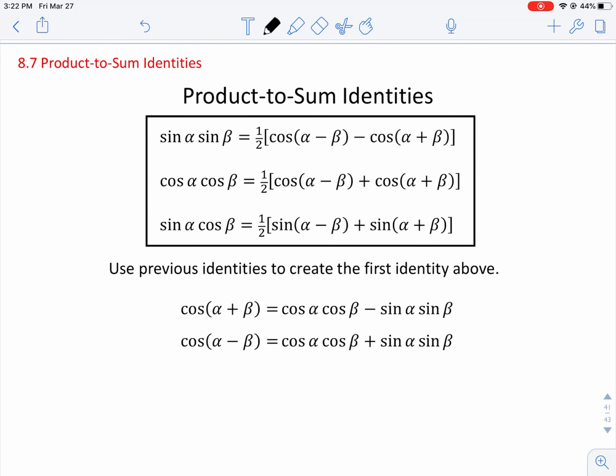Hi class, 8.7 is next. This is the last unit from chapter 8 and the last section before our next exam.